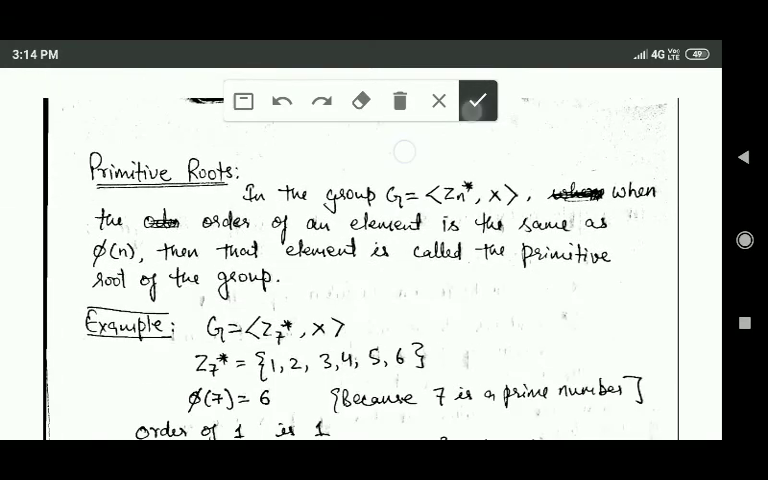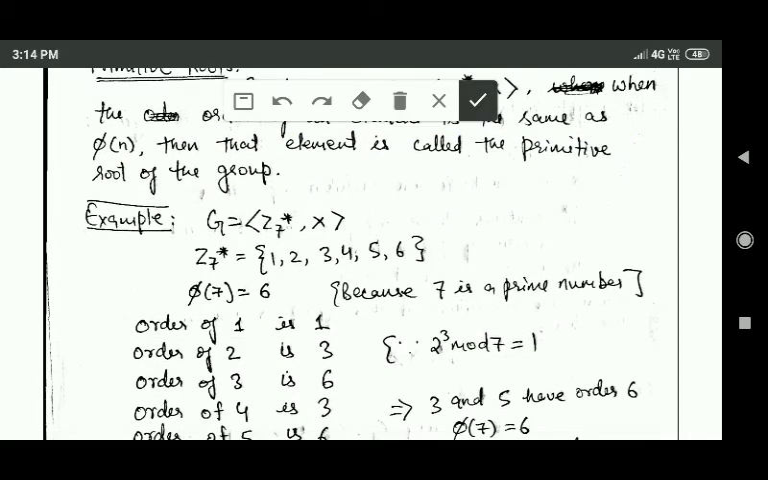Now let us talk about primitive roots. In a group G, which consists of the set Z_n star and the operation multiplication modulo n, when the order of an element is the same as phi(n), then that element is a primitive root of the group. For example, consider this group G. This group G consists of the set Z_7 star, and here this cross represents the multiplication modulo 7 operation.